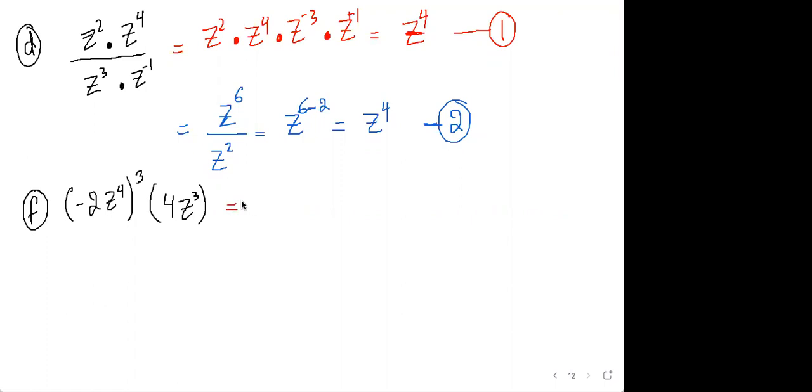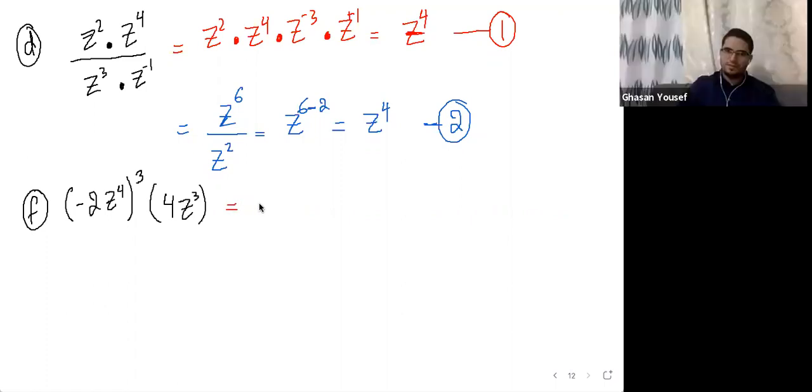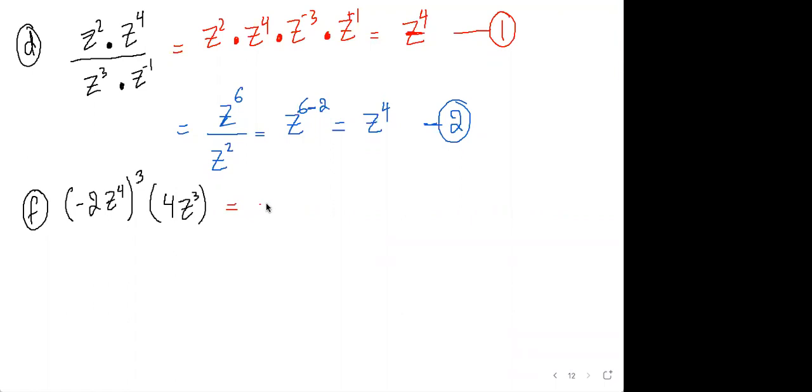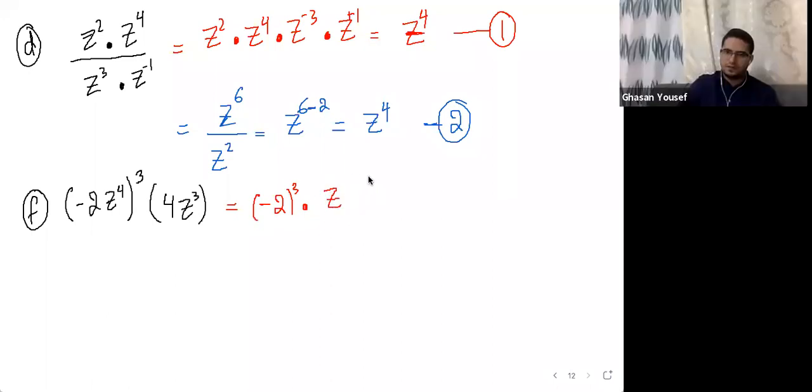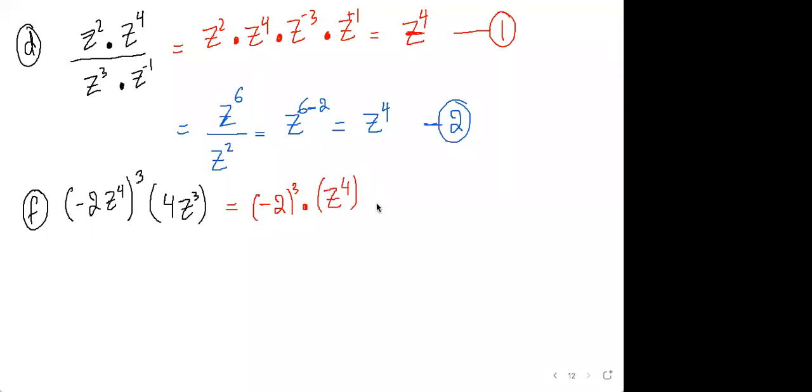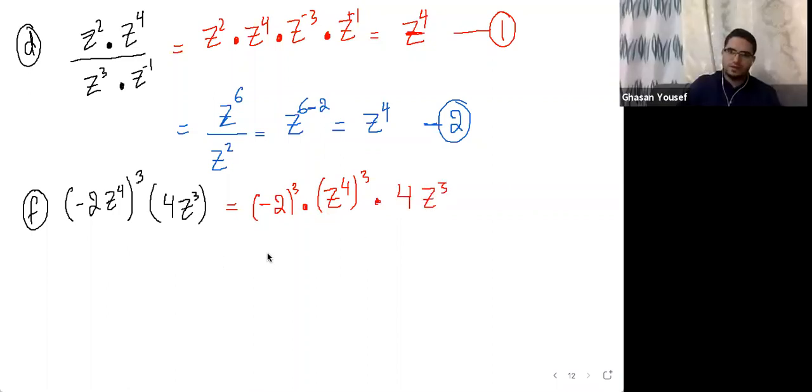What do you get here? Negative 2 to the power of 3, and then z to the power of 4 times 3, which is z to the 12. And then everything else stays the same, 4z to the third. Okay, thank you. This is correct.